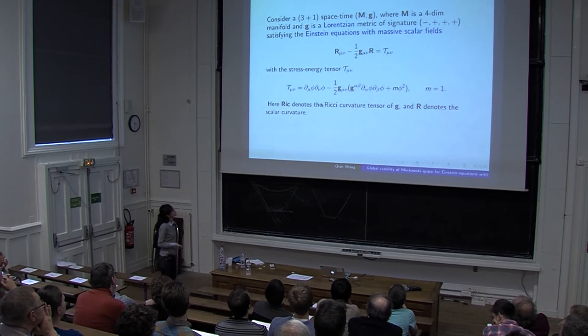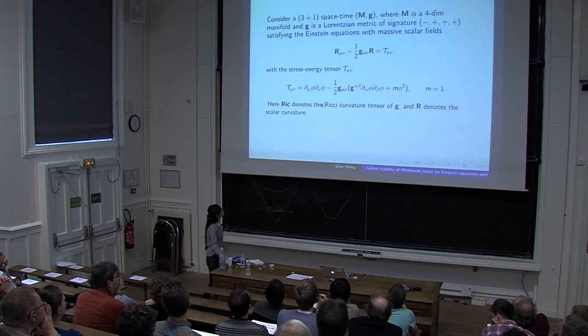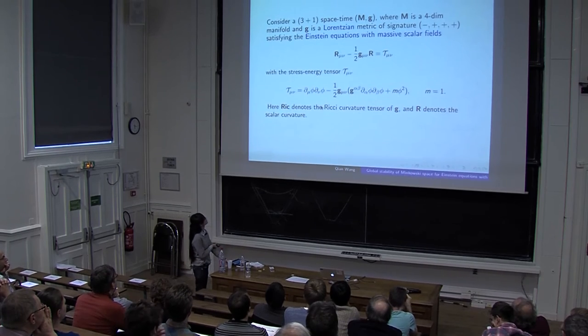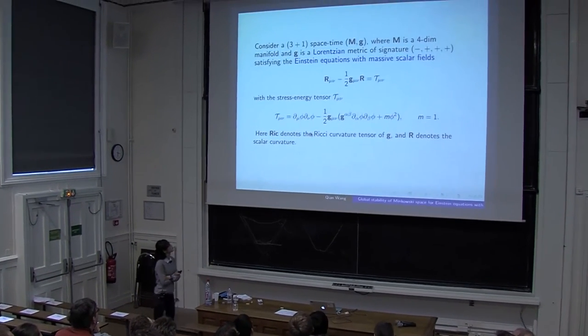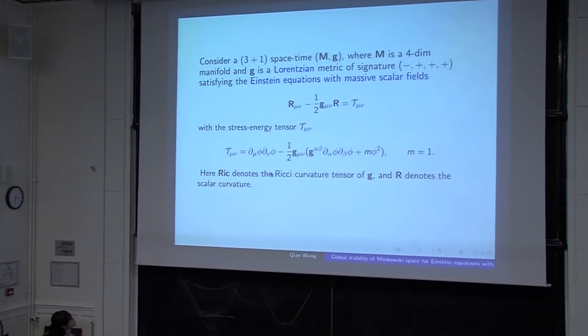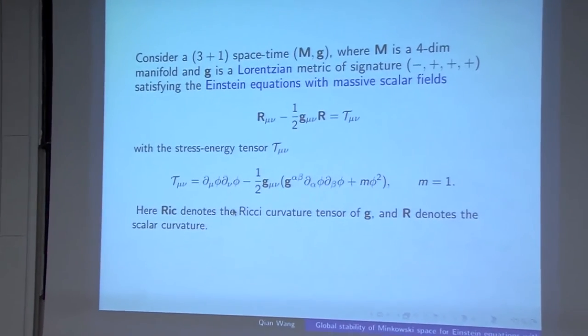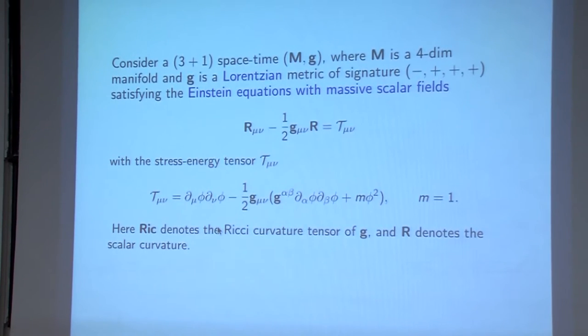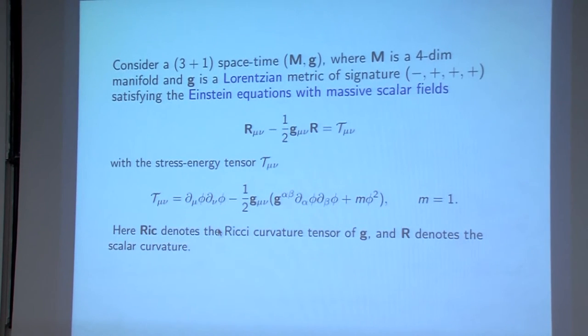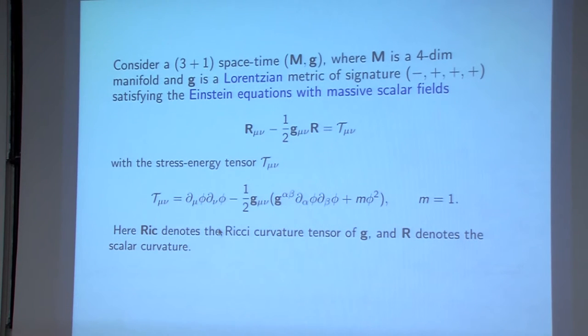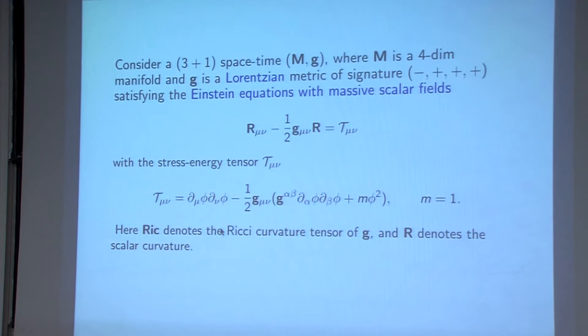So let's first write down the equation. First consider a 3+1 spacetime, where M is a four-dimensional manifold and g is the Lorentz metric, with this signature. I write down the Einstein equation with massive scalar fields: the Einstein tensor is equal to the stress energy tensor. The stress energy tensor for a massive scalar field takes this form. If m is zero, that's a massless scalar field. Today we'll talk about the case that m equals one.